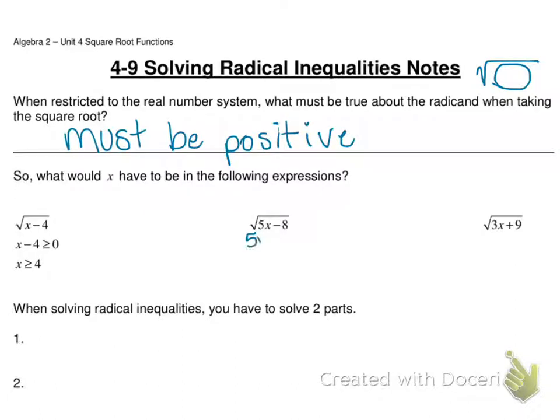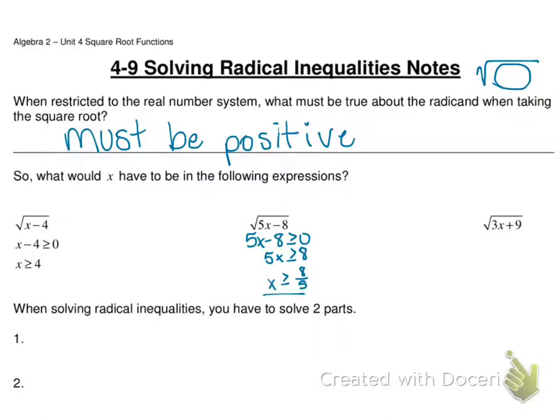So here I have a few examples where we're going to look at what x must be in these following expressions. If the radicand has to be positive, then I'm going to set it greater than or equal to 0. The first one is done for you, but for the second one, if I have the square root of 5x minus 8, then 5x minus 8 is greater than or equal to 0. I add 8 to both sides, and I have 5x is greater than or equal to 8, and then I divide by 5. So x is greater than or equal to 8/5.